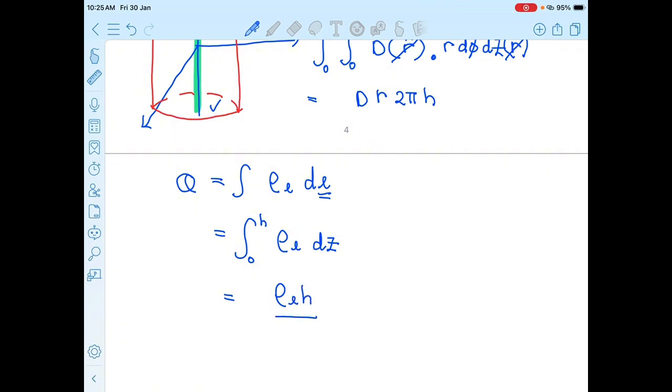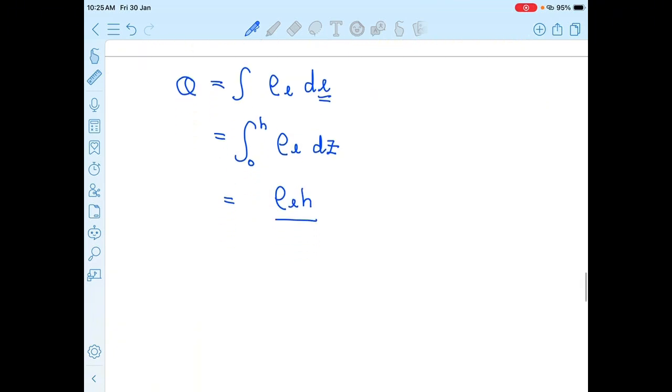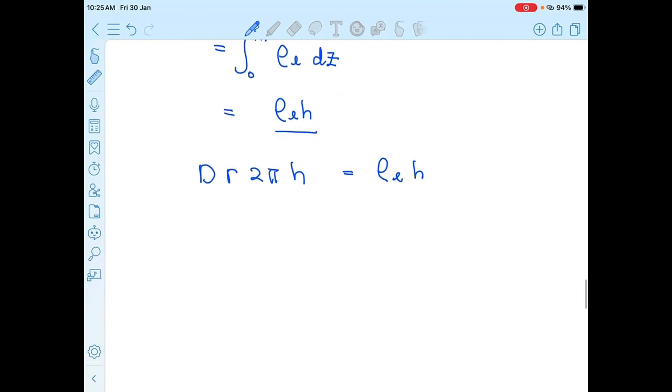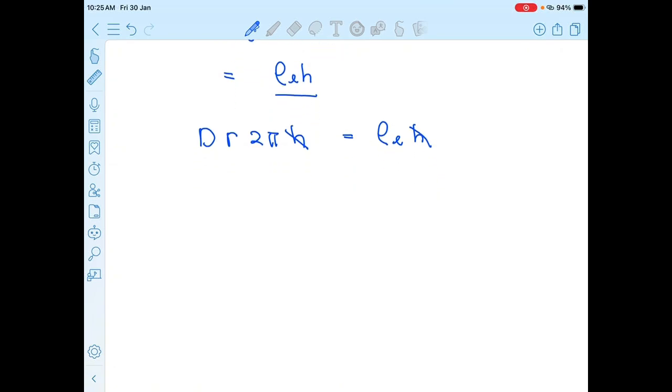So this is the right hand side; now the left hand side. We put them together, because this is Gauss law: D times 2 pi r h equals rho_l h. Then we can cancel the h, so our D will be rho_l over 2 pi r. And the direction we can insert.